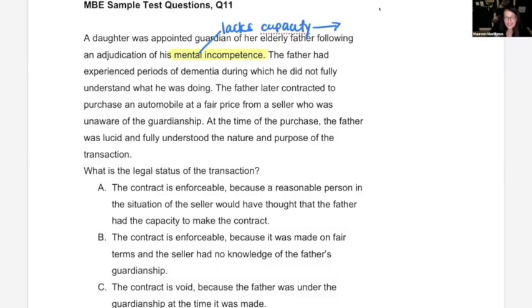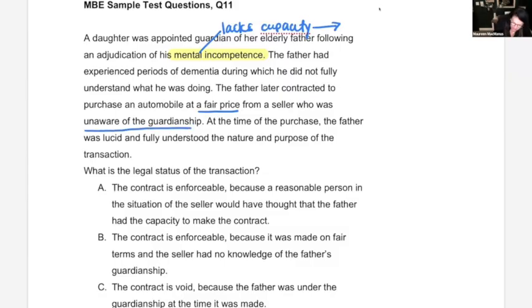What does it mean if you lack capacity? It means that the contracts you enter into are void. The father had experienced periods of dementia during which he did not fully understand what he was doing. The father later contracted to purchase an automobile at a fair price. Anybody enticed by that fair price? From a seller who was unaware of the guardianship.